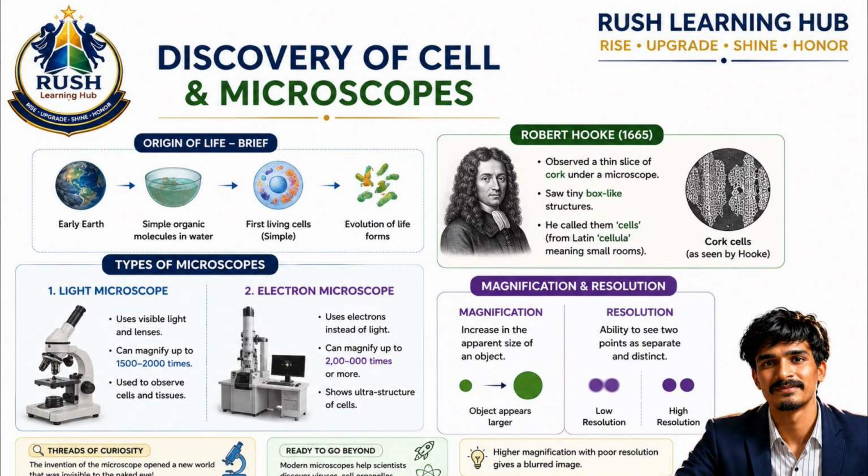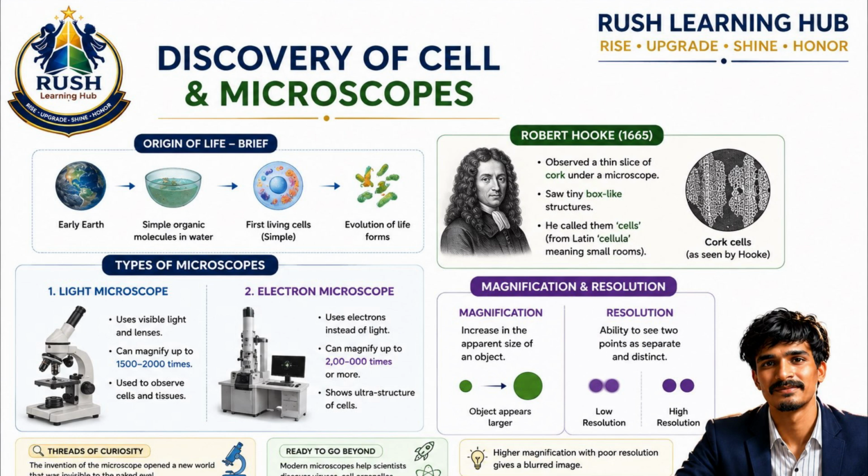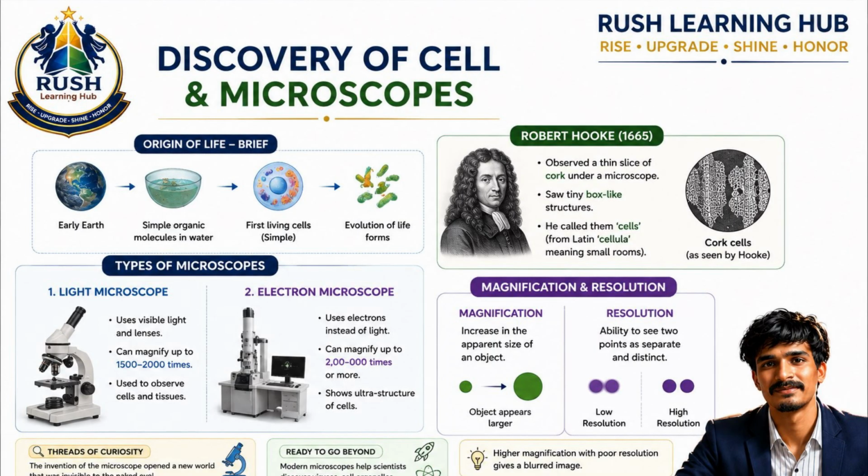Robert Hooke discovered cells in 1665 while observing a thin slice of cork. The word cell comes from the Latin word cellula, meaning small room. A microscope is used to observe objects too small to be seen by the naked eye. Light microscopes use visible light, whereas electron microscopes use electrons.